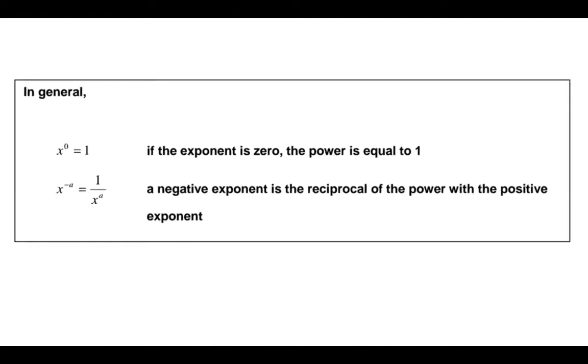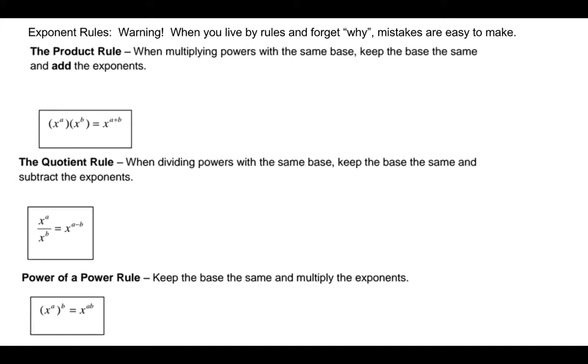So in general, if you ever have an exponent of 0, the power is 1. And if you ever have a negative exponent, it's the reciprocal with a positive exponent. So back to the exponent rules. These are things that we've done before, I think in grade 9, in grade 10. But just a warning here: I don't love these exponent rules. When you live by rules, sometimes you forget why, and then mistakes are really easy to make.